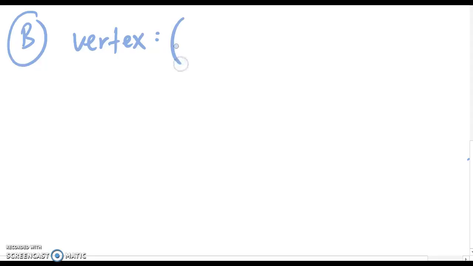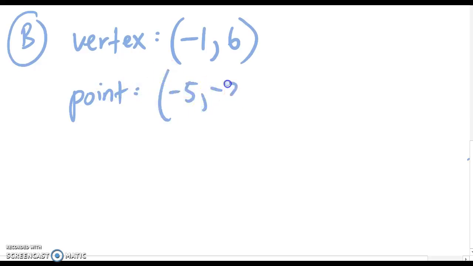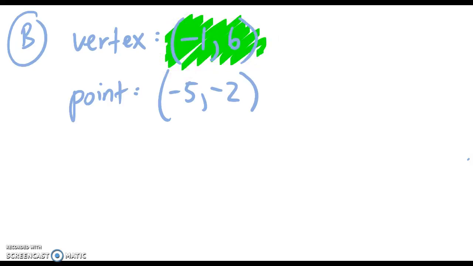So this next one, let's say example B. Let's say we have a vertex of... I'm sorry, let's check that. Let's do (-1, 6) for the vertex, and it's going to pass through a point of (-5, -2). Again, there's our vertex, so we can plug that into our graphing form right away.